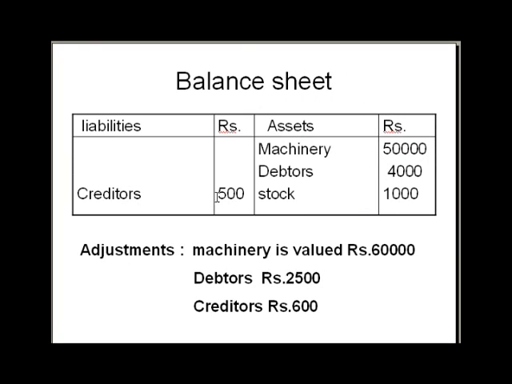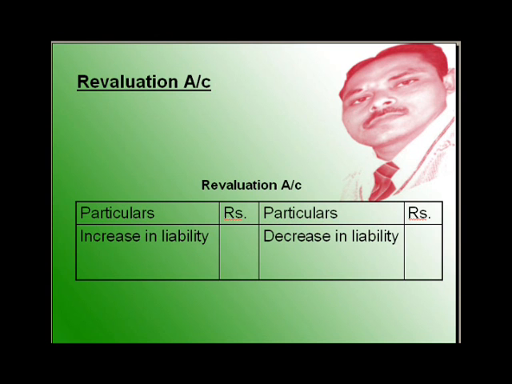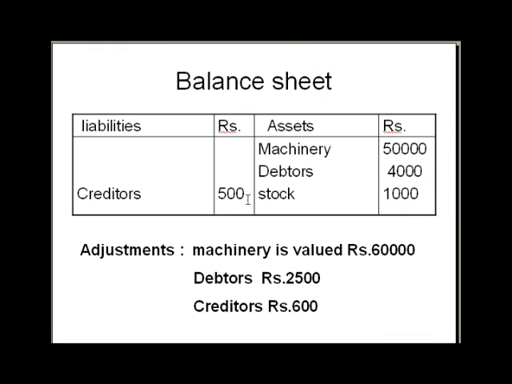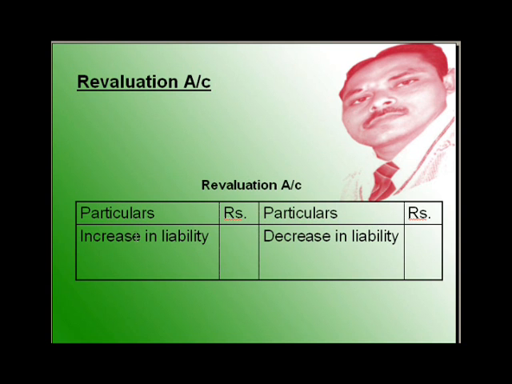Creditors are given as 500. Creditors are a liability. So you know the formula for liability: increase in liability, debit side; decrease in liability, credit side. Creditors are given as 500 and in the adjustment creditors are given as 600. Your liability is increasing by 100. So, increase in liability, increase in creditors, 100.